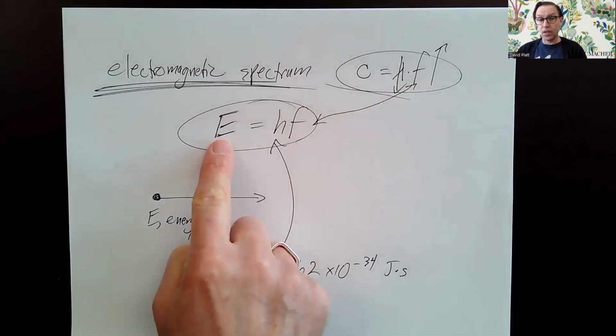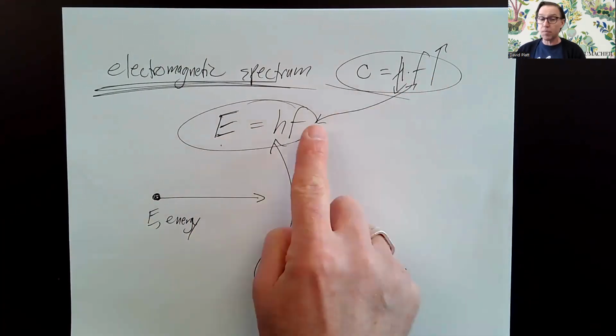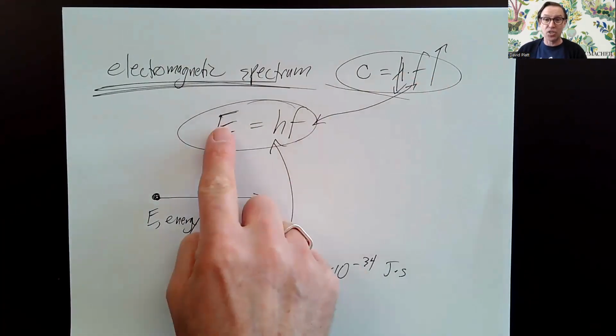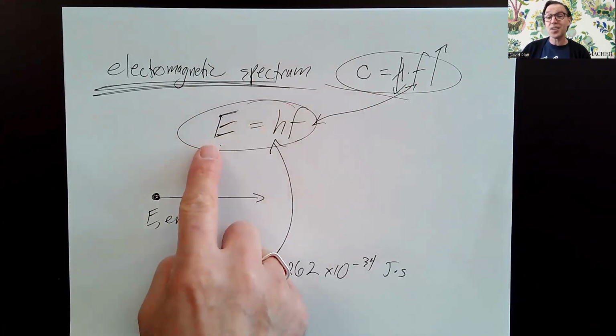Large frequency is large energy, but large frequency corresponds with small wavelength. So small wavelength is large energy. Therefore, large wavelength is small energy.